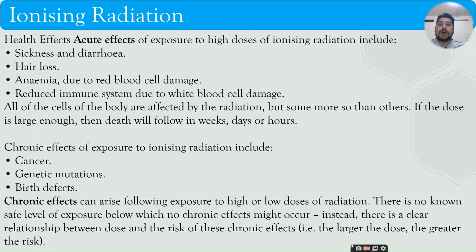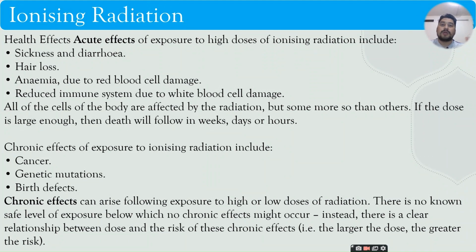Chronic effects of exposure to ionizing radiation include cancer, genetic mutations, and birth defects. The acute effect is much less risky, and it can be treated and cured within a month, within weeks, or even within days. Chronic effects are very risky. People will not come to know until the last stage. For example, with cancer, in the beginning people don't know. When they reach the last stage, then they come to know that there is a problem with the body, that cancer has come in, and doctors also can't do anything about it. These are the chronic effects.